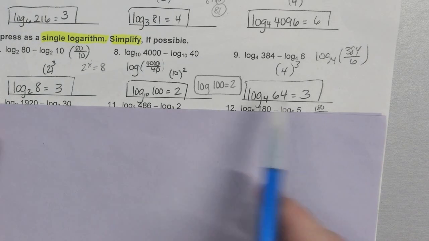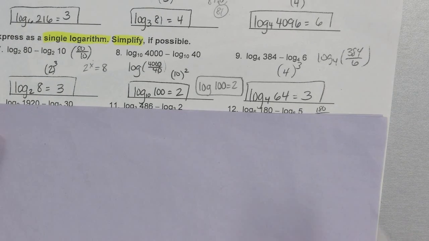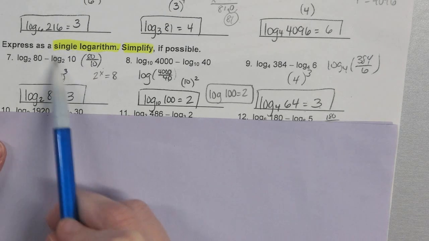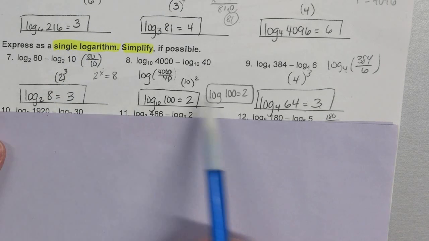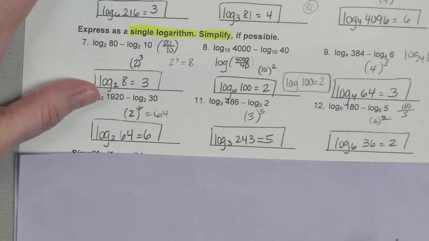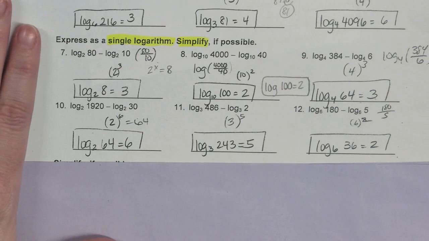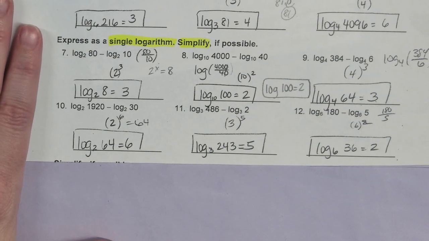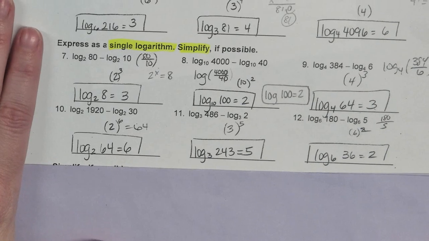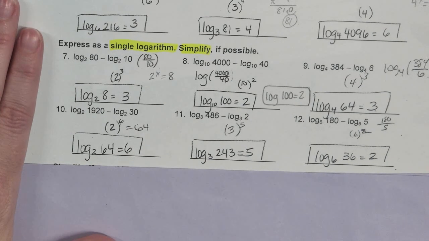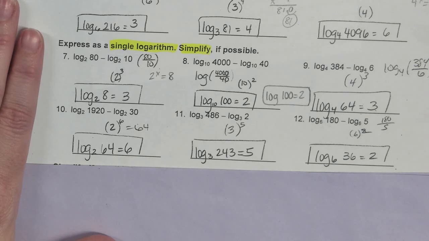Notice I'm boxing in the whole answer. If you just have 3, you need to make sure when you're reading the directions, that single logarithm should say to you, oh, I need a logarithm in part of my answer. Number 10 is log base 2 of 64 equals 6. 11 is log base 3 of 243 equals 5. And 12 is log base 6 of 36 equals 2.